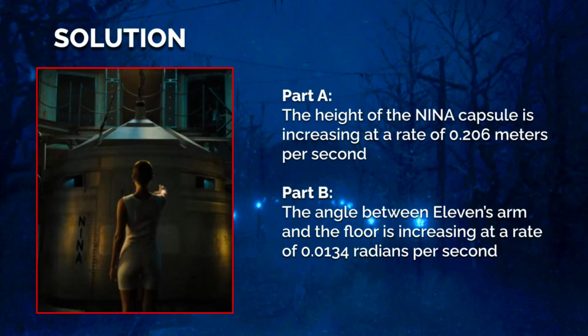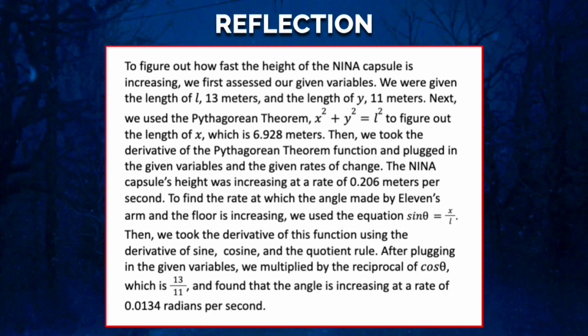Using the answer to part A of the problem, which was 0.206 meters per second, we were able to answer part B of the problem, which was 0.0134 radians per second. Here is a written reflection of the problem. Feel free to pause it and read it in its entirety.